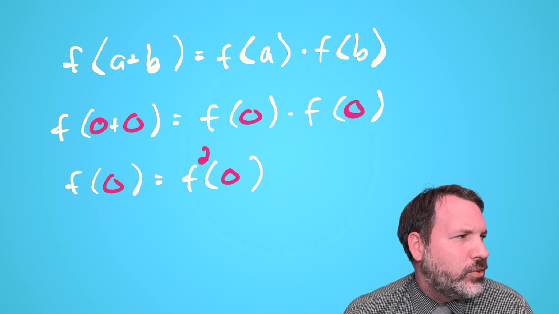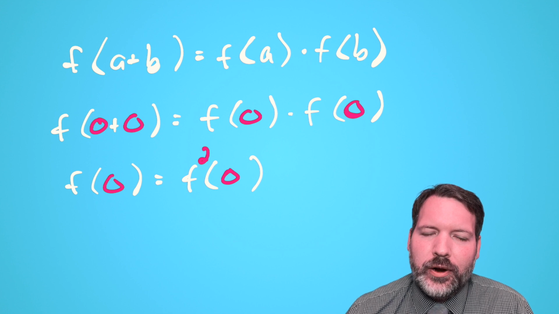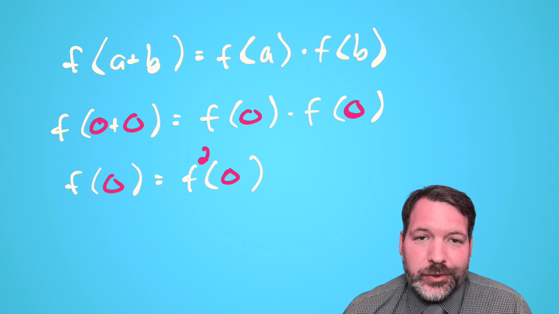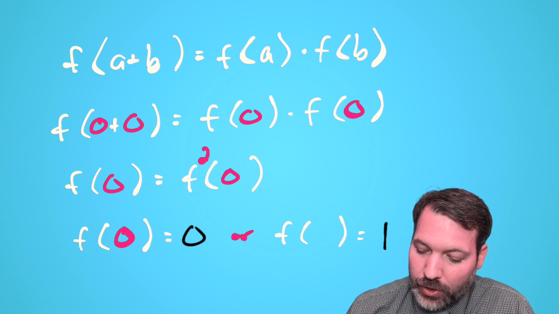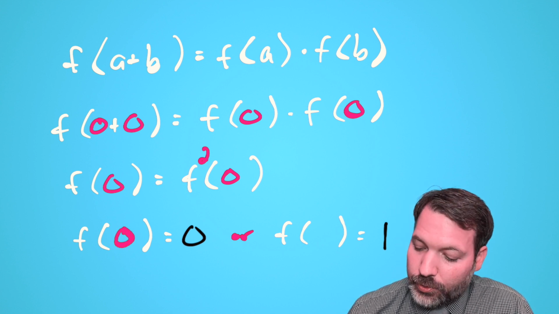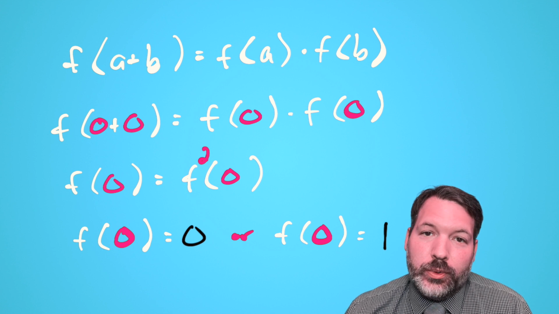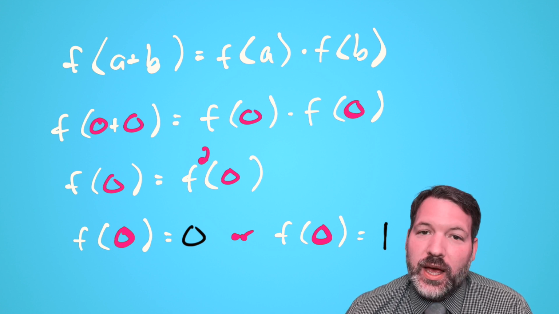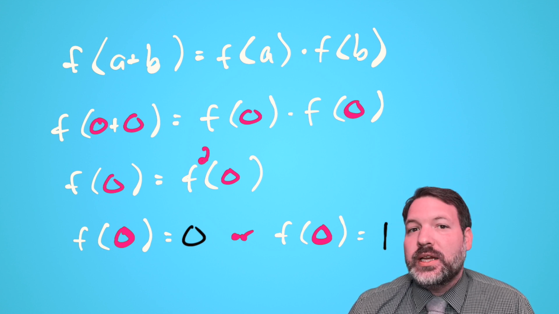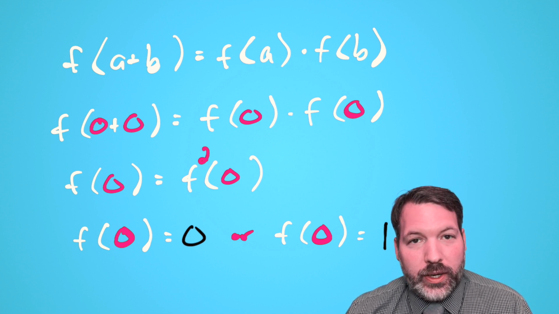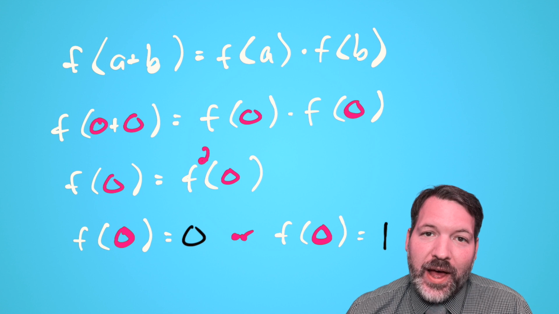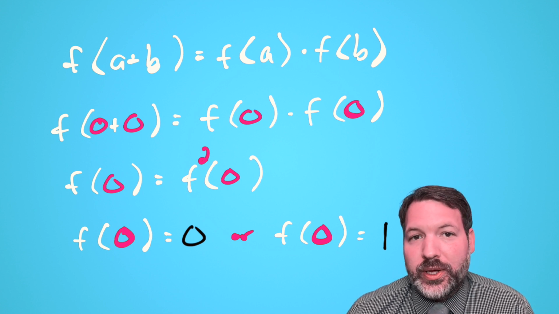So now we have to think through, well, what kinds of numbers are equal to their own square? And it turns out there are only two answers to that question. 0 is equal to its own square, so we could say that f of 0 is equal to 0, but 1 is also equal to its own square, so we could say that f of 0 is equal to 1. Now let's set aside for a moment the question of which should we pick, 0 or 1. And let's explore some other possible values that a function obeying this property would return.